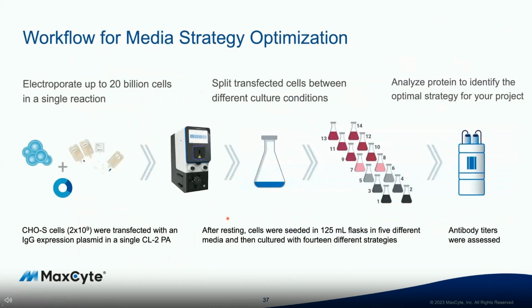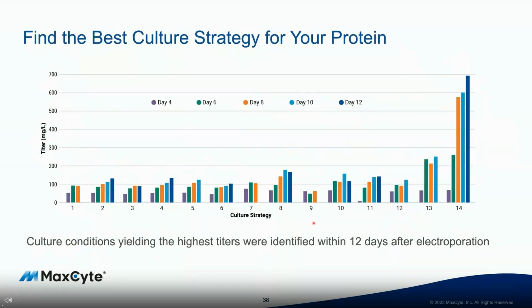In terms of how else you can use MaxCyte large-scale electroporation of up to 20 billion cells, this is a media strategy you can use for transfected cells. You can bulk electroporate cells and then split them into multiple flasks to test different media and feed combinations to analyze which combination works best for generating the best titers. You can see here, this is using 14 different combinations of media and feed. And in combination 14, by day 12, you're getting nearly 7 times higher expression than with other combinations.